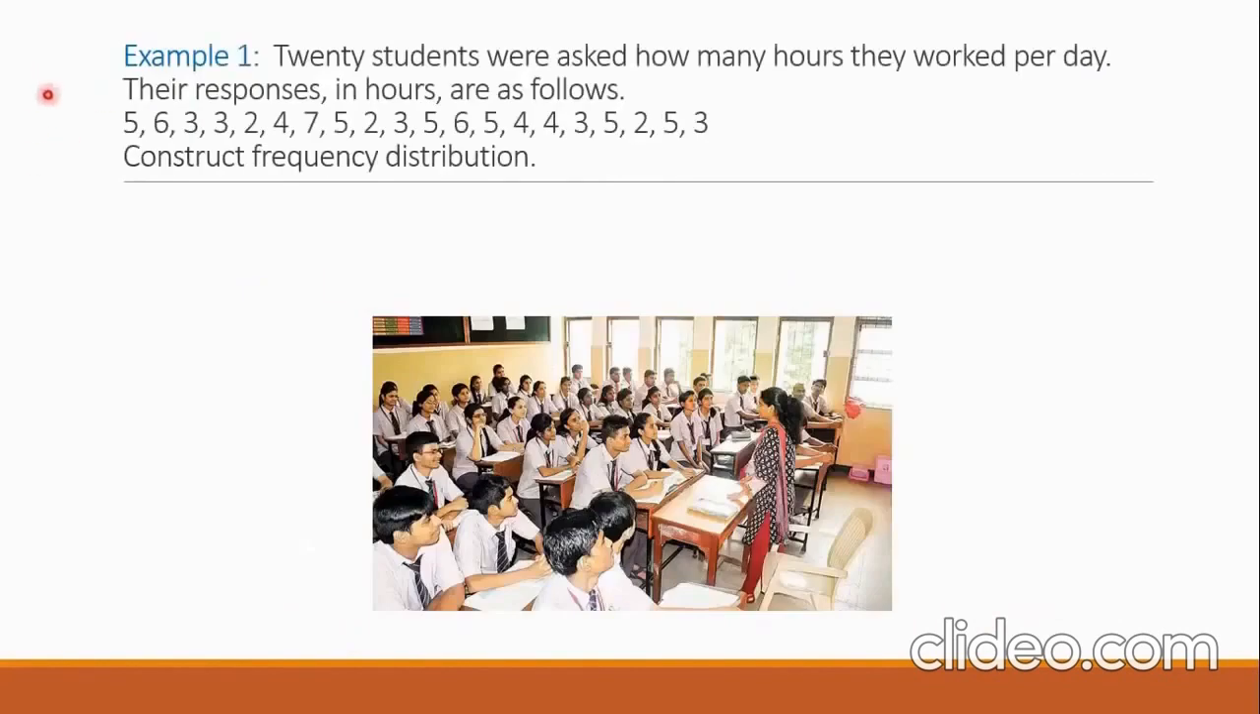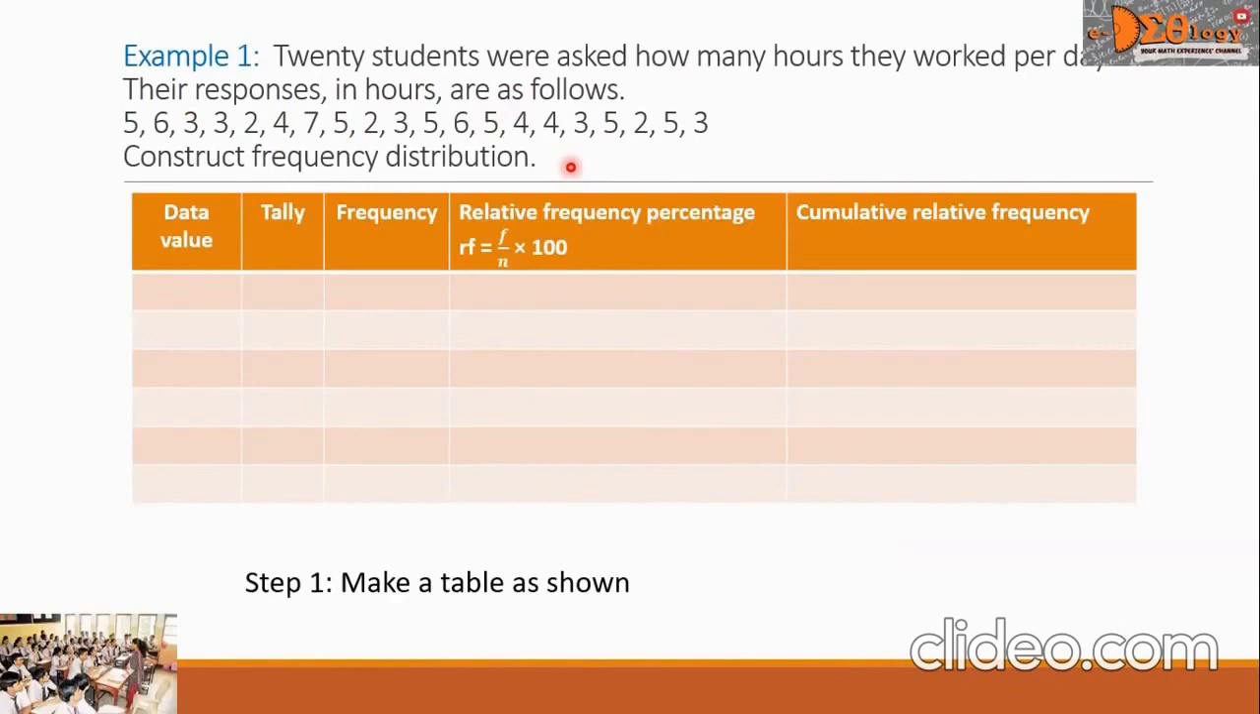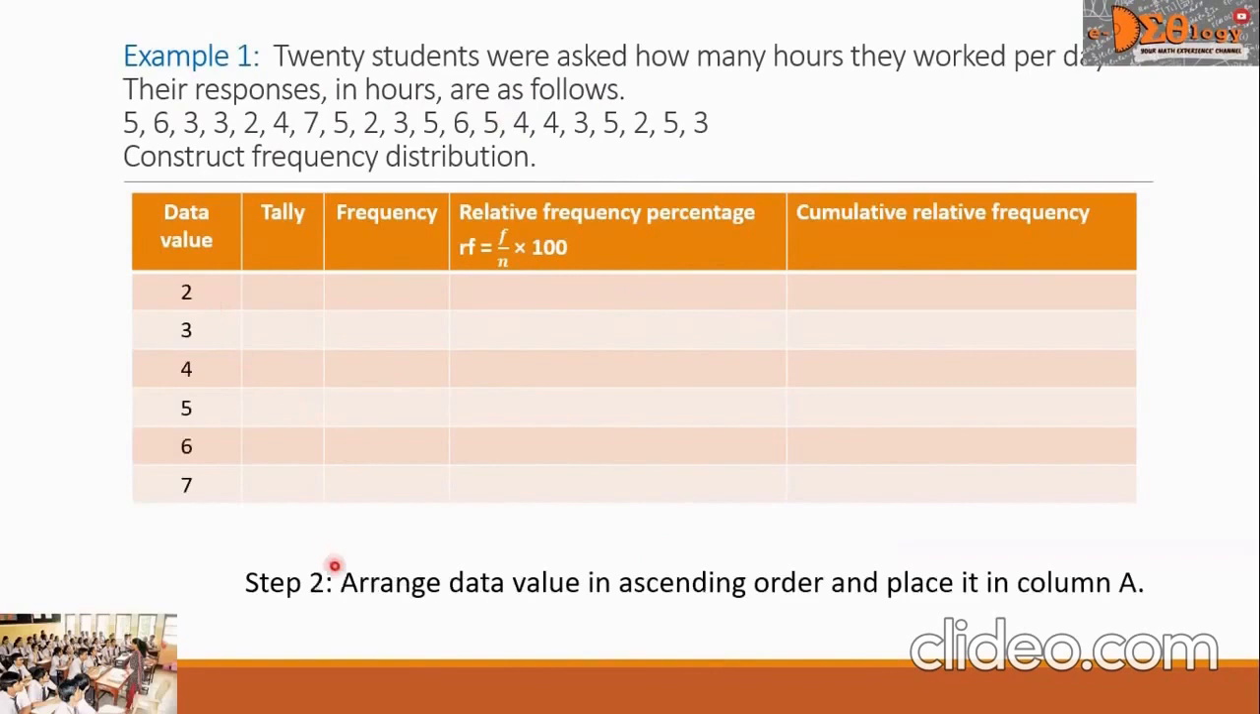Let us see example 1. 20 students were asked how many hours they worked per day. Their responses in hours are as follows. These are the data. Construct a frequency distribution. First, let's have our step 1, and that is to make a table with 5 columns. In step 2, we will arrange data values in ascending order. So we have data starting from 2, 3, 4, 5, 6, and 7.